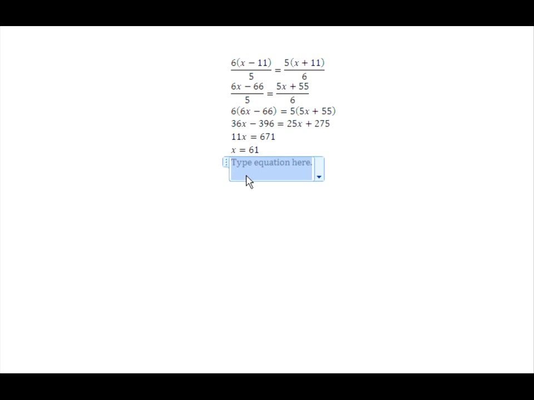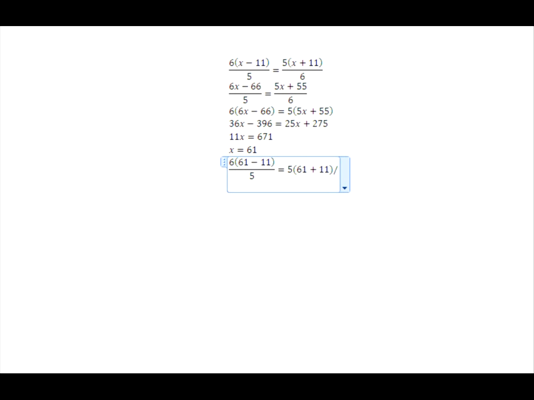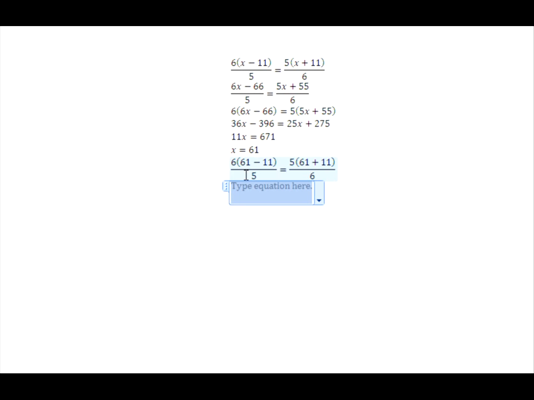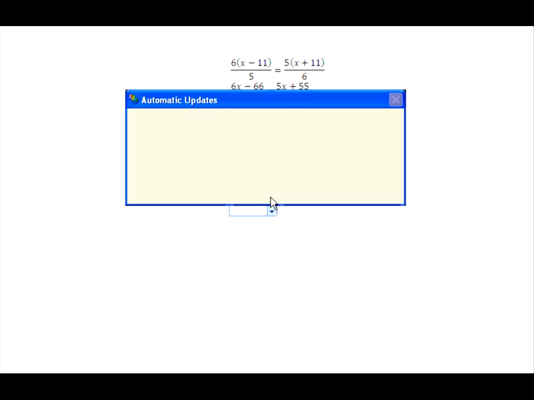Then we can go back and check that by putting in 61 everywhere we see an x. So 6 times the quantity 61 minus 11 over 5 is equal to 5 times 61 plus 11 over 6. And then we'll just simplify what's inside the parentheses first using order of operations. Please excuse my dear Aunt Sally. 61 minus 11 would be 50. So we have 6 times 50 over 5 is equal to, do the same thing on the right.